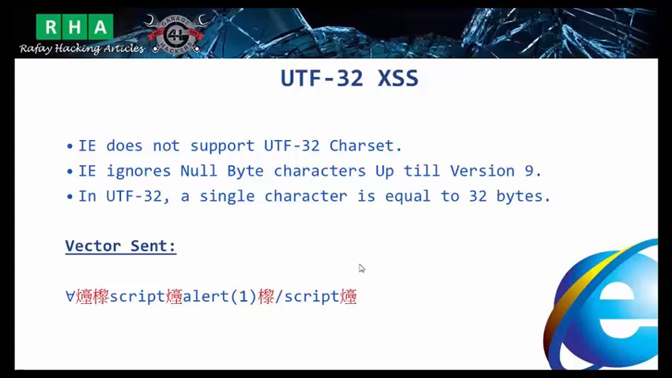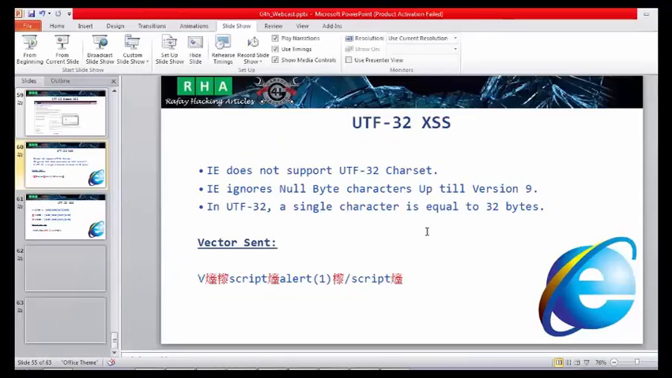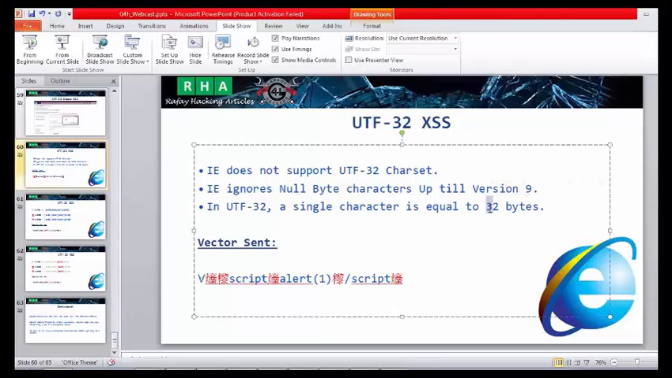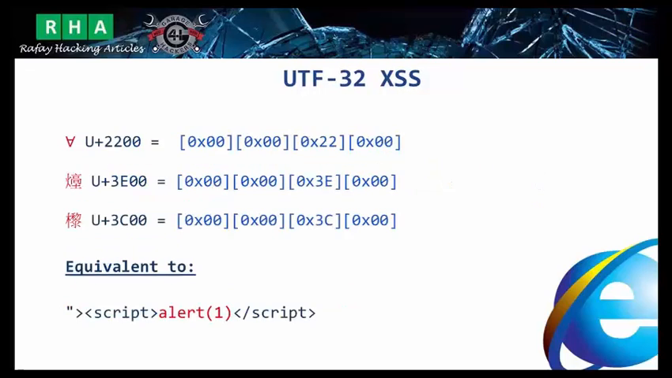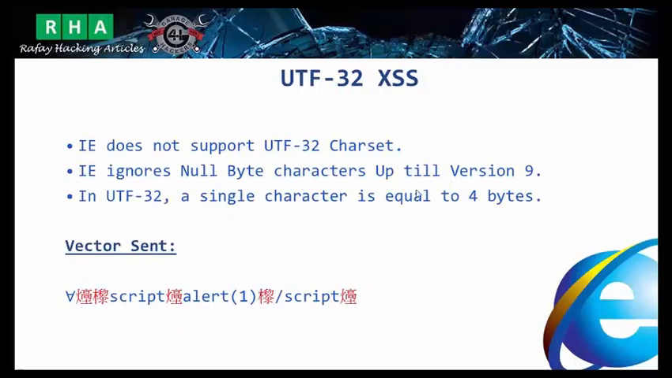And again, we also know from the past that Internet Explorer ignores null byte characters everywhere up till version 9. And in UTF-32, a single character is equal to 4 bytes, not 32 bytes, right? Sorry for that. So let's see how this XSS vector really works.